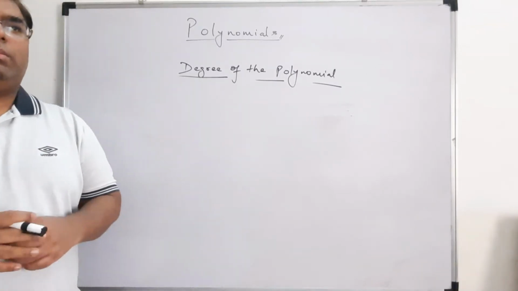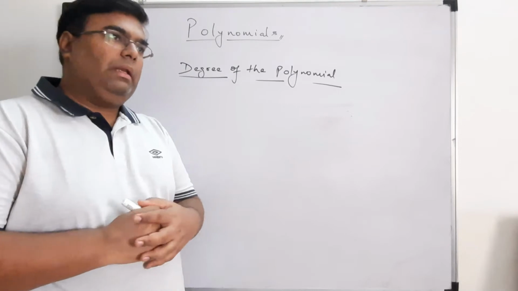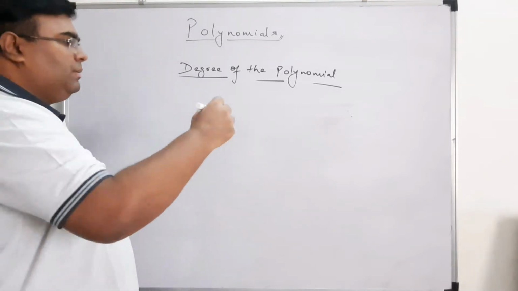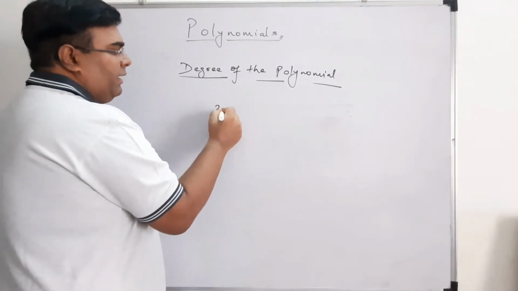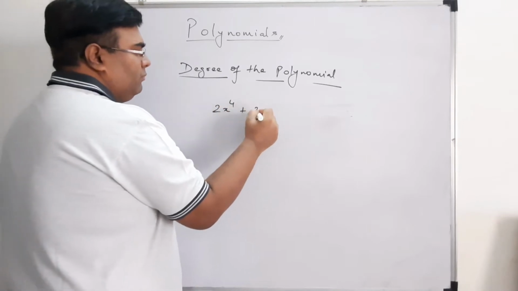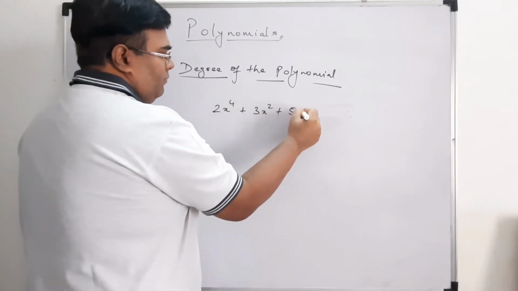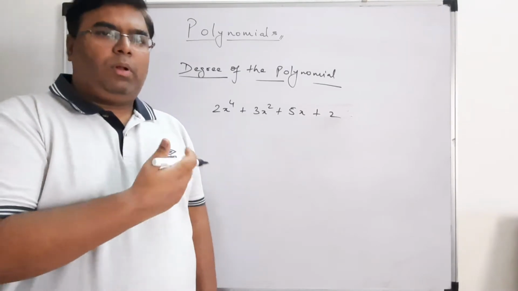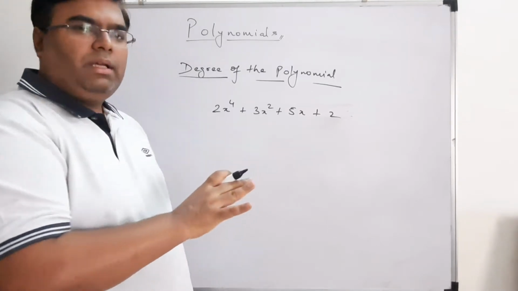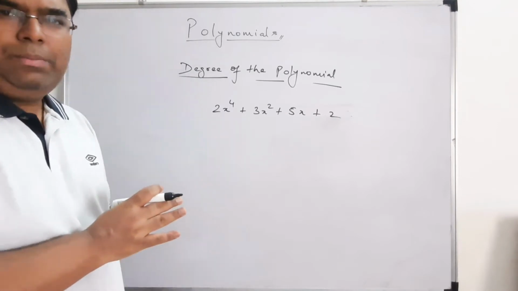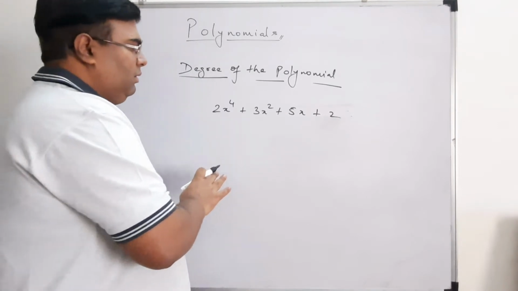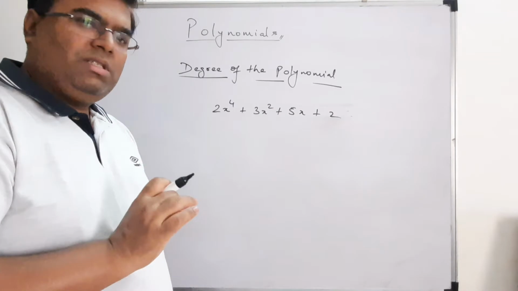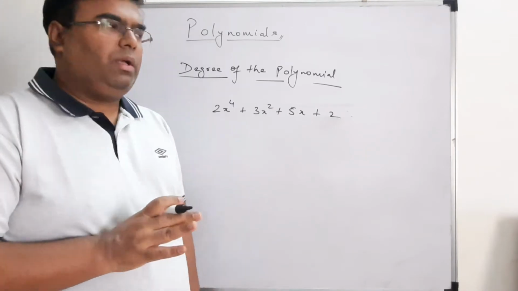Okay, now we will talk about degree of the polynomial. Let us understand what is degree. Suppose we have a polynomial like this. Okay, this is a polynomial. All unlike terms are there. So no addition, no subtraction need to do, and powers are also positive integer. So this is a polynomial, right?